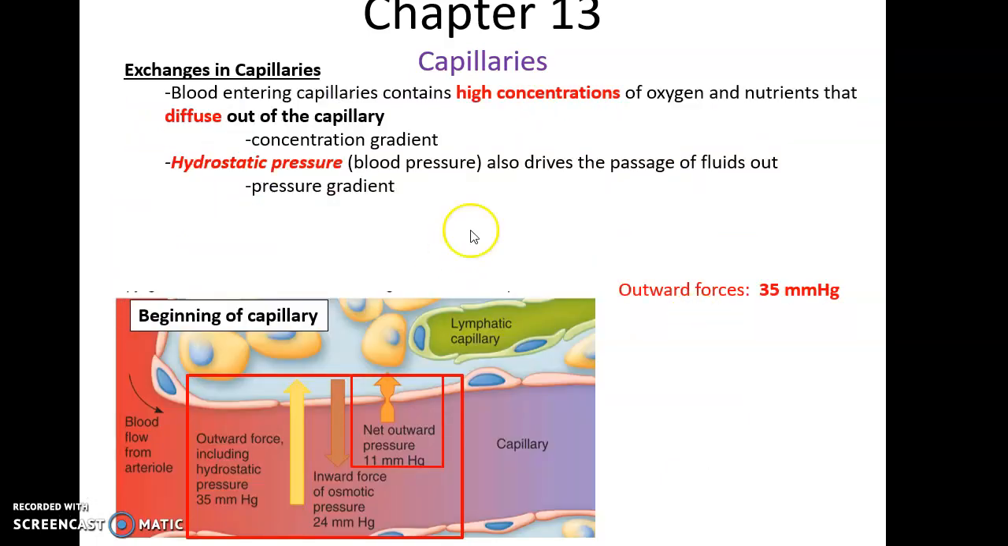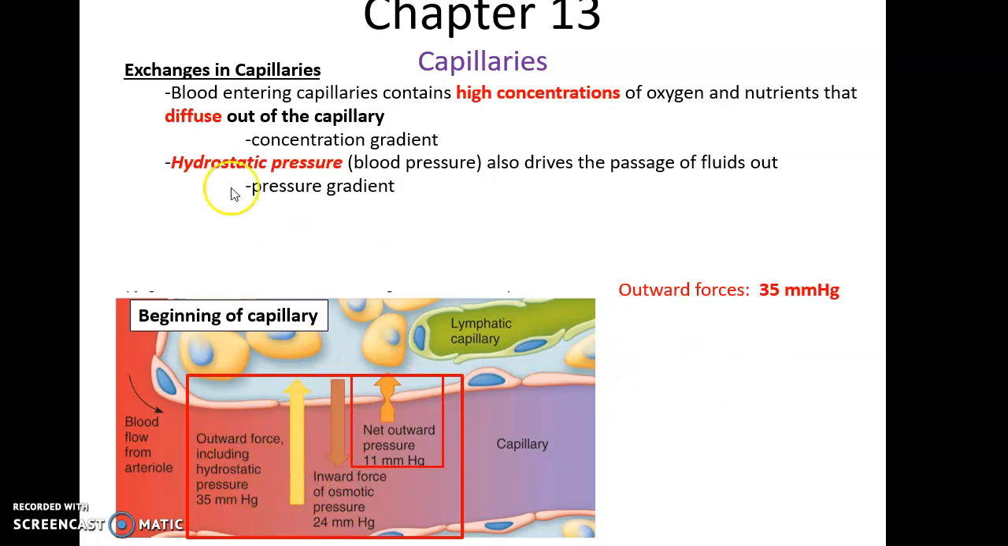So for this to happen, we are dealing with different kinds of gradients. When blood first enters a capillary, we see that there's a high concentration of oxygen and nutrients, and a low concentration of oxygen and nutrients in the tissues surrounding the capillary. So we have this high concentration to low concentration, so oxygen and nutrients will diffuse out of the capillaries.